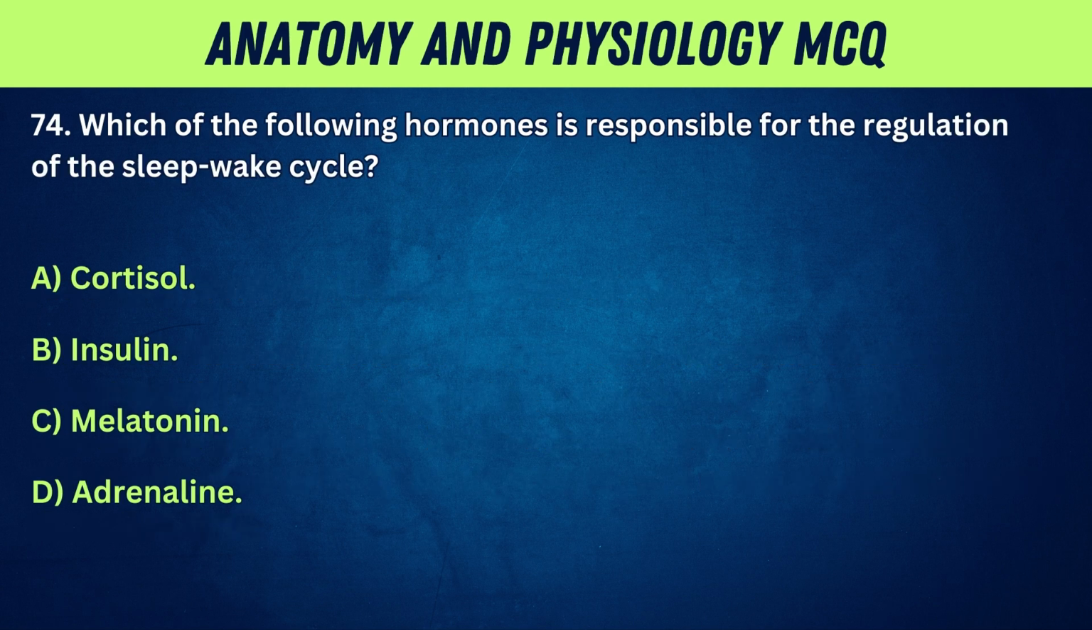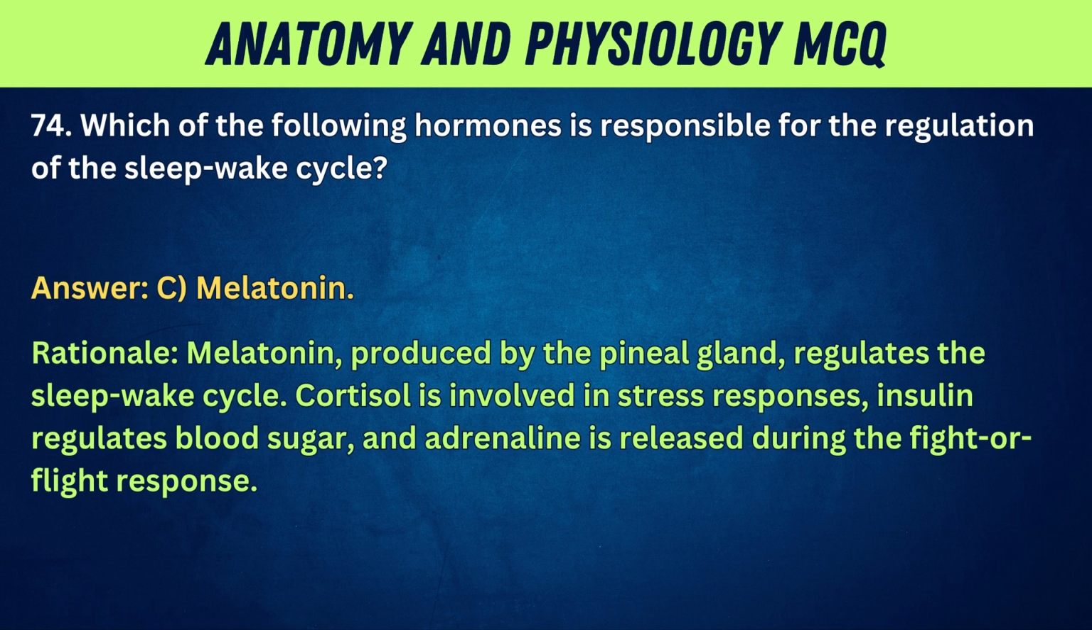74. Which of the following hormones is responsible for the regulation of the sleep-wake cycle? A. Cortisol. B. Insulin. C. Melatonin. D. Adrenaline. Answer: C. Melatonin. Rationale: melatonin, produced by the pineal gland, regulates the sleep-wake cycle. Cortisol is involved in stress responses, insulin regulates blood sugar, and adrenaline is released during the fight-or-flight response.